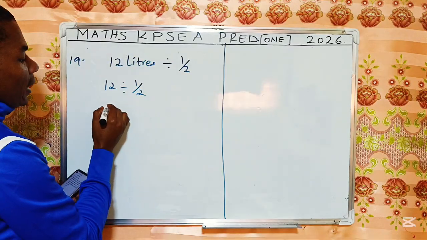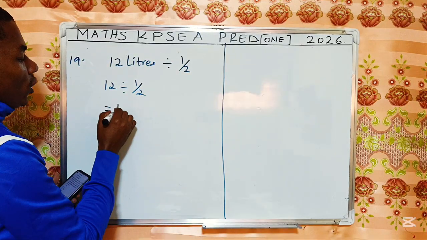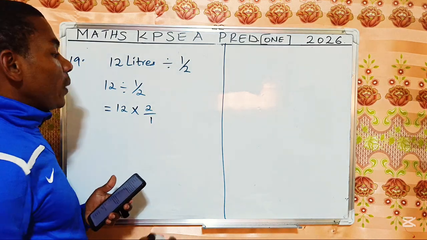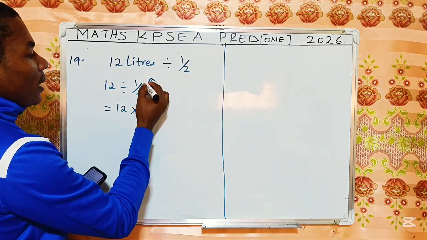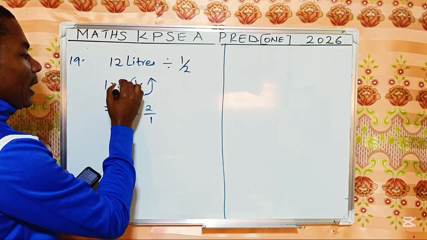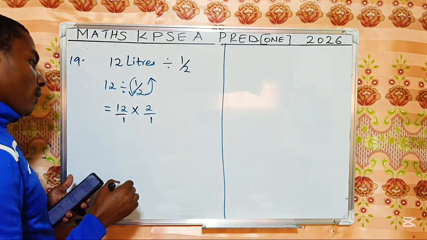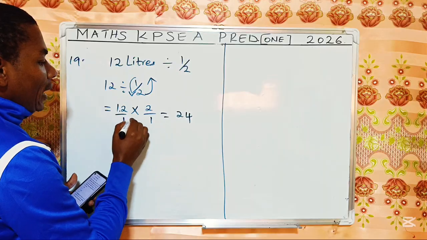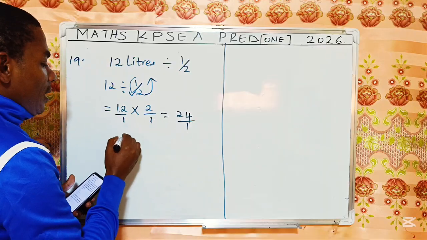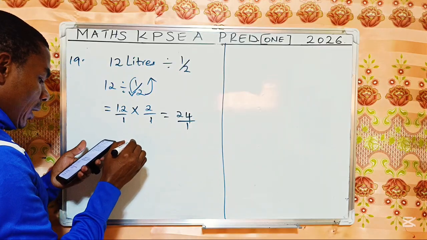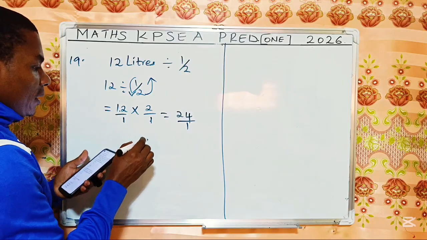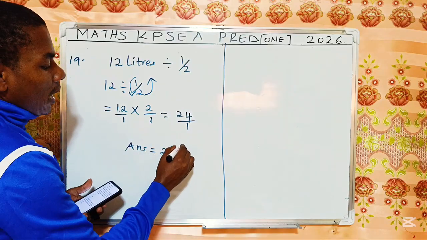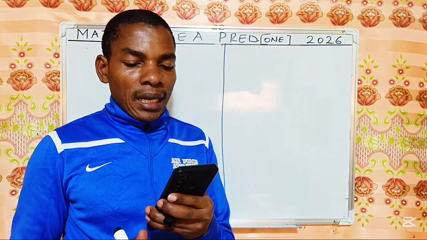Then what we do is we reciprocate. You say 12 times 2 out of 1. So we have made it a reciprocal: the numerator goes down and the denominator goes up. So this one is all over 1. So this one times this one is 24. 1 times 1 is 1. Now, we are asked how many half liters did he sell? So the answer is 24 halves.